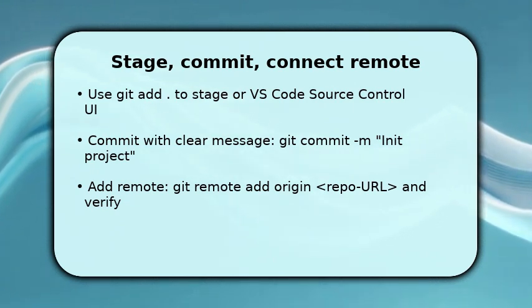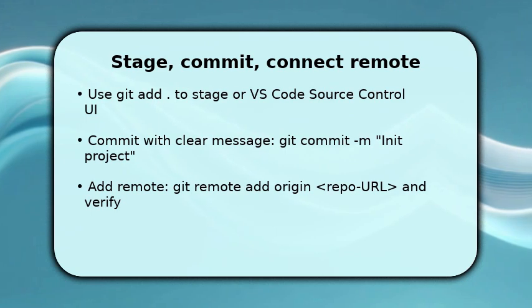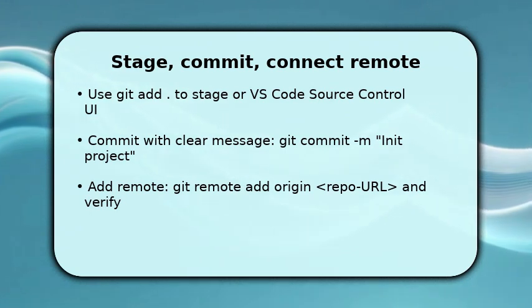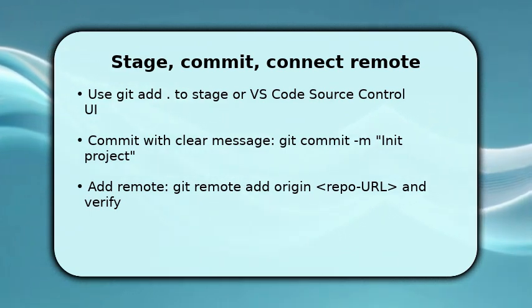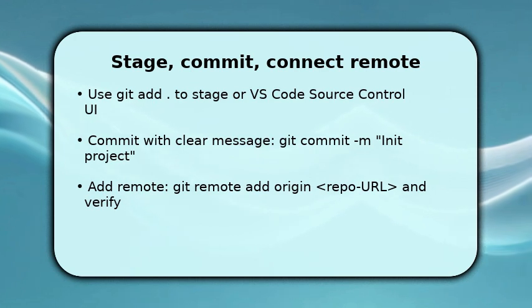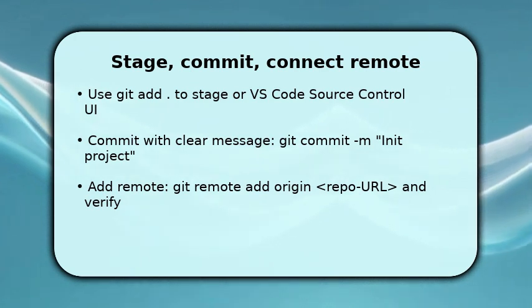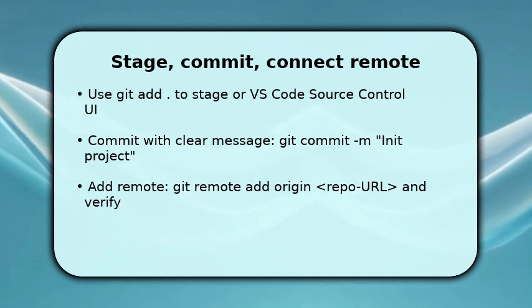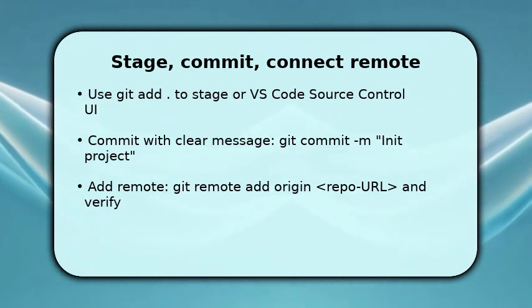Next, link your local repo to GitHub. Add the origin remote using the repo URL and verify with git remote -v. Once linked, set the branch to push. You may need git branch -M main to match GitHub, or use your branch name, to ensure the push succeeds without rejections.